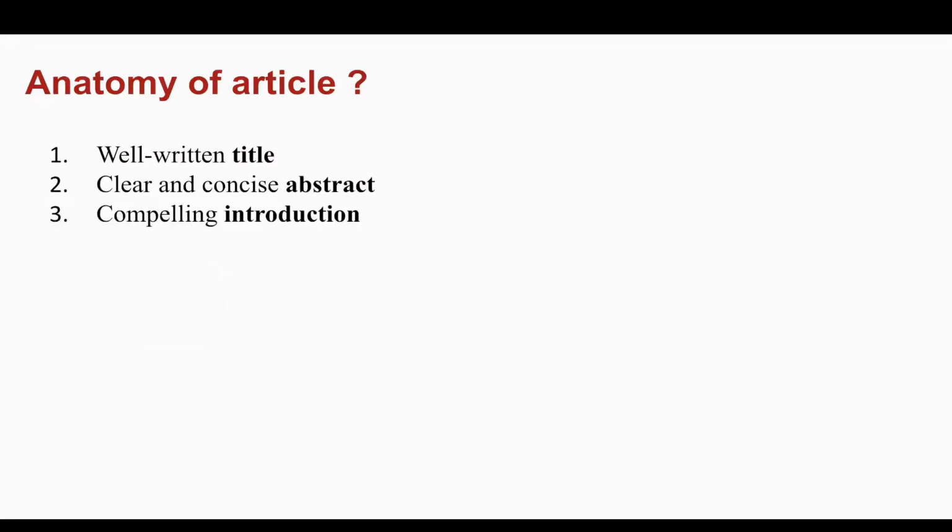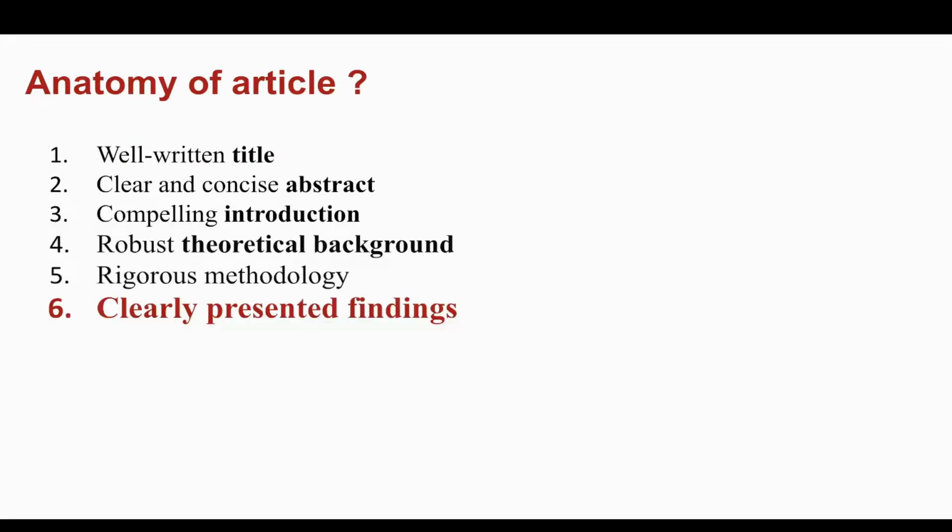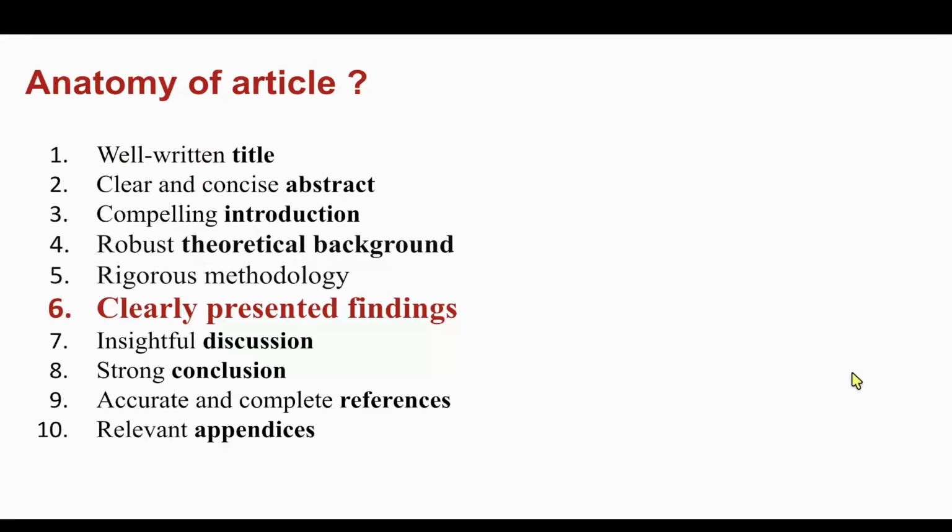We have covered so far all the topics: title, abstract, introduction, theoretical background or theoretical underpinning, and how to write a rigorous methodology whenever it comes to writing for premier journals. So we have covered the first five points on the slide, and now onwards, in this presentation today, we'll be focusing on how to clearly present the findings, and we will move forward following the structure or the entire anatomy of the article. In this video today we are focusing on how to clearly present the findings.